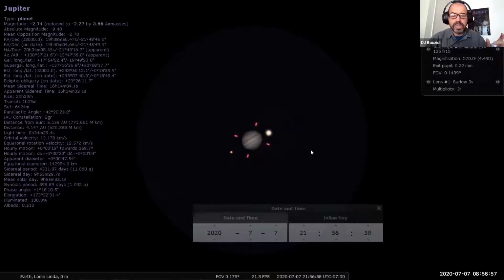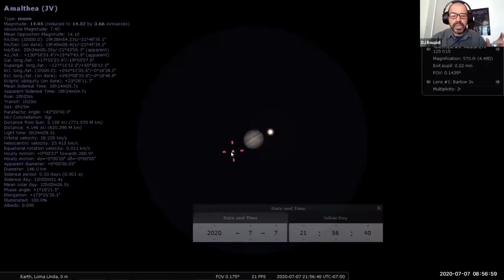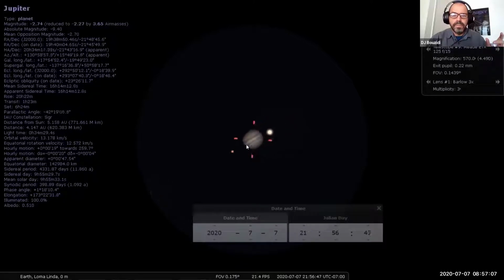This is how it looks. What you're seeing in here is actually a small moon for Jupiter. So that's basically how it's going to look with a 3x Barlow. Again, these are some of the features of the software that you guys have in there.